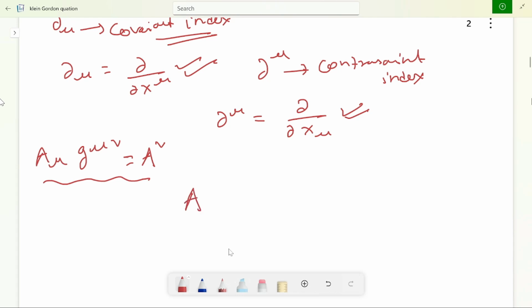And if we have say some a mu with a contravariant index, and we have some g mu nu, then this would result in the tensor with a covariant index.